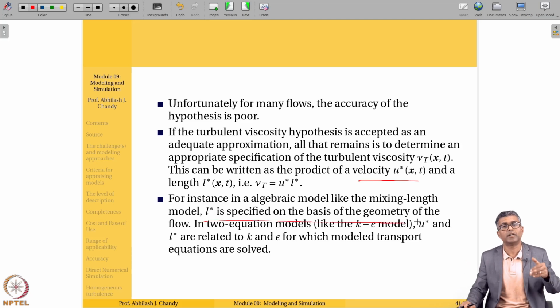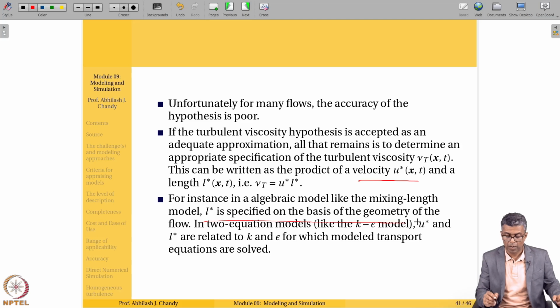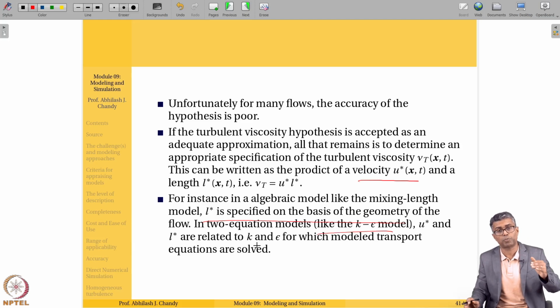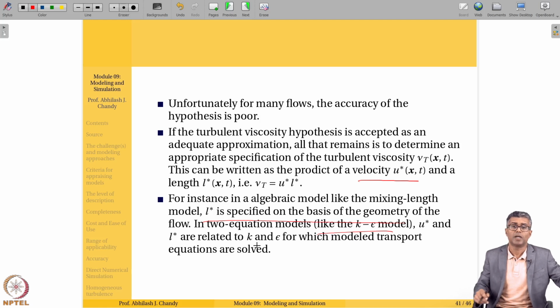That's it. Then you get an estimate for the nu T, you substitute nu T into your turbulent viscosity hypothesis, and your equations are closed. In another example, like the K epsilon model, the two equation model, U star and L star are related to K and epsilon, and the model transport equations for K and epsilon are solved. You get an estimate for L star using K and epsilon, and you get nu T. You put nu T into your turbulent viscosity hypothesis. There you go. Your equations are closed. So the specification of the turbulent viscosity becomes the next play, if you accept the turbulent viscosity hypothesis as accurate.